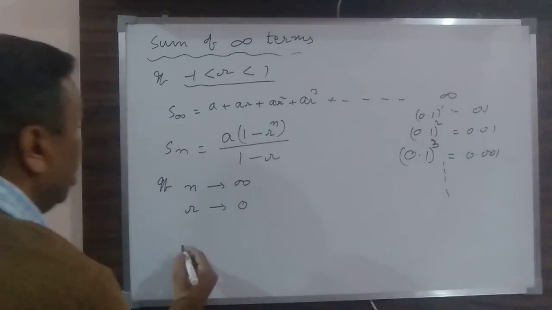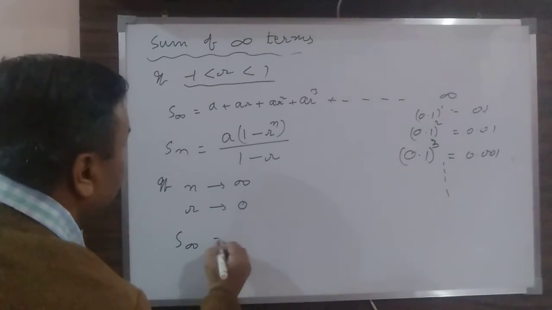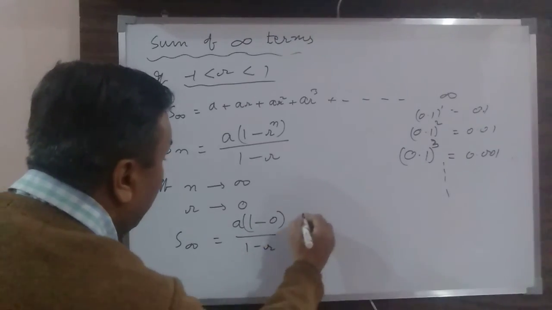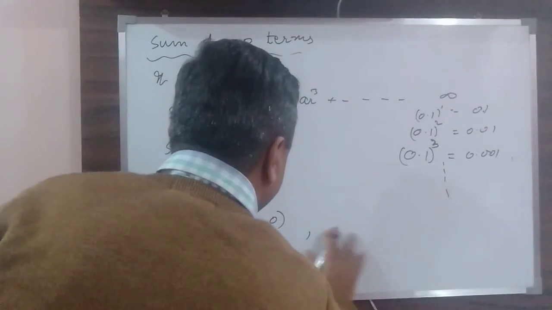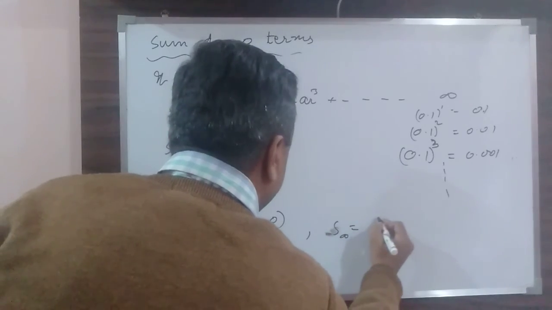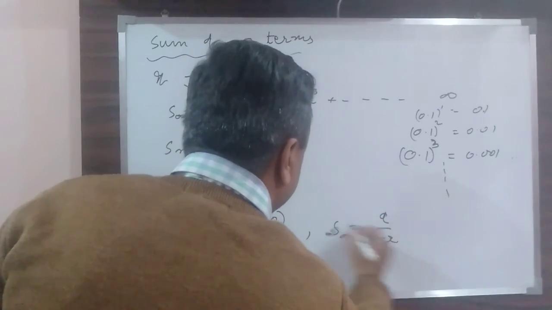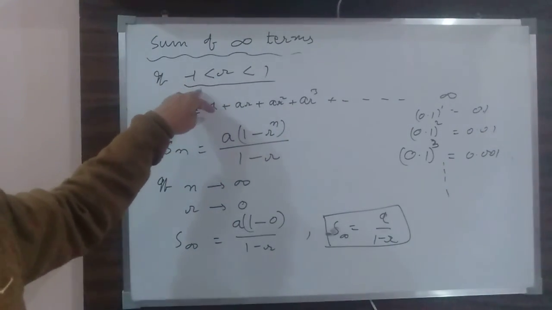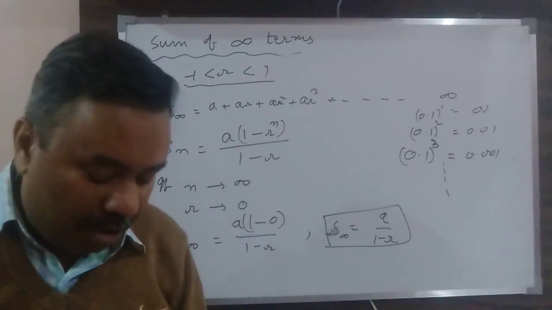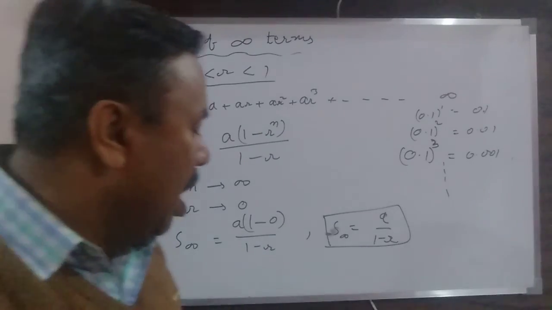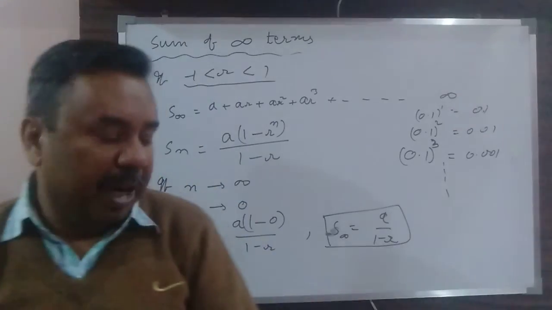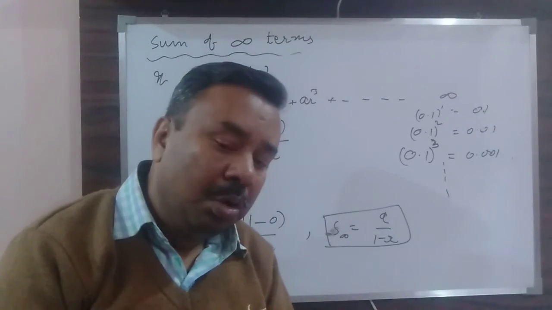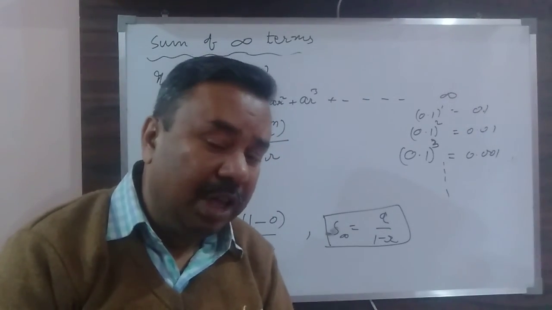So if it is so, then S infinity will become a(1 minus 0) divided by 1 minus r, or I can say the sum to infinity is a over 1 minus r, but on the condition that r is lying between minus 1 and plus 1. Then only this is possible. Now I am going to take one practical problem that will help you see how to use the formula and how to deal with the questions.